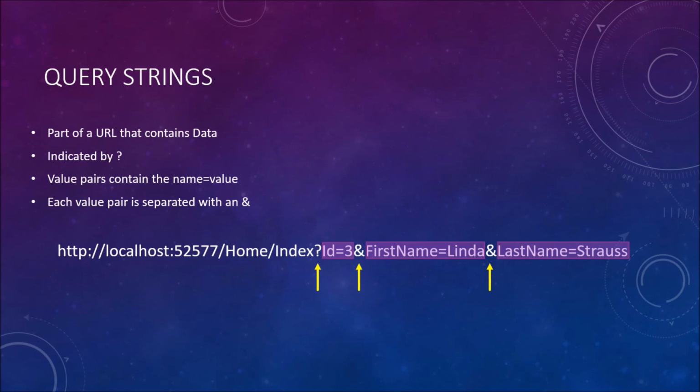MVC model binding will take a look at the value pair name and be able to associate that with the property name of the class that you are model binding to. Let's get a good look at this in Visual Studio, as well as an idea of how we can use it in our MVC application.